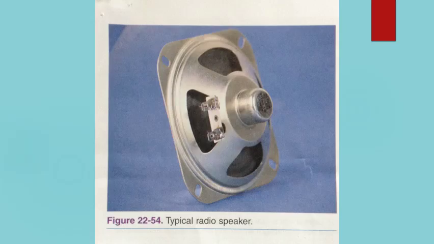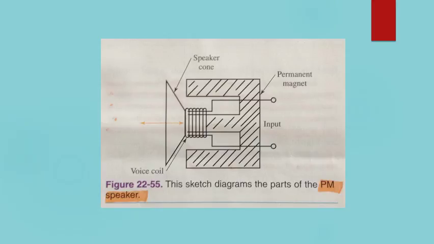Speakers. A common type of speaker is shown in figure 22-54. The drawing diagramming the parts of the speaker appears in figure 22-55. It is made with a permanent magnet. It is called a PM speaker. In a PM speaker, a strong magnetic field is produced between the poles of a fixed permanent magnet.